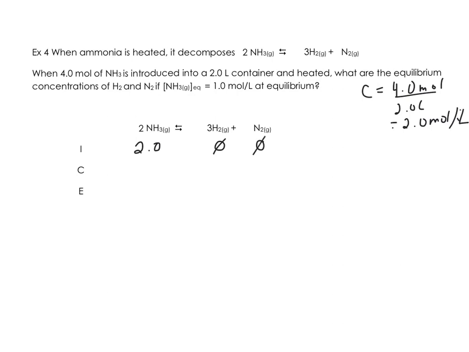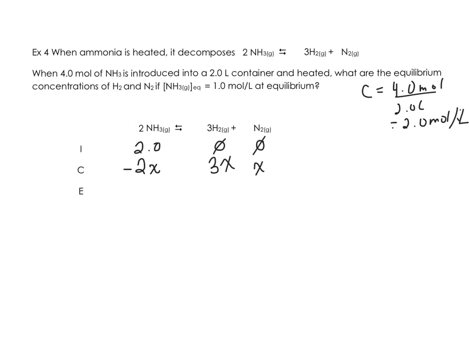So then it undergoes a change. Because ammonia is a reactant, it's negative x. And you put a 2 in front because there's a coefficient of 2 in front of ammonia. So then your products are plus. So nitrogen will be plus 1x, or just plus x. And hydrogen will be plus 3x, because there's a coefficient of 3.